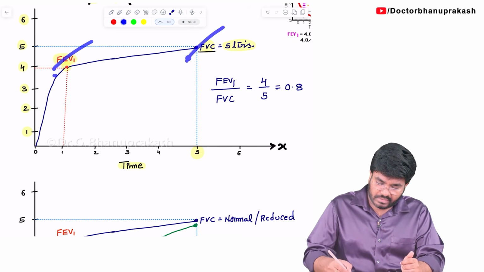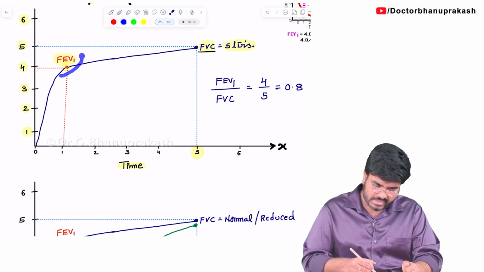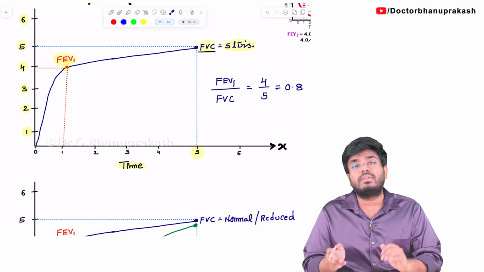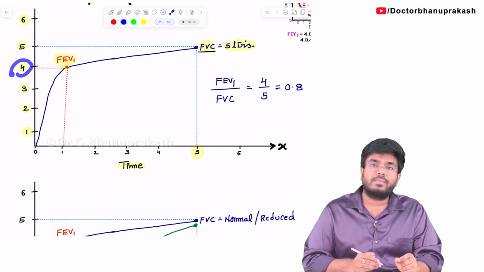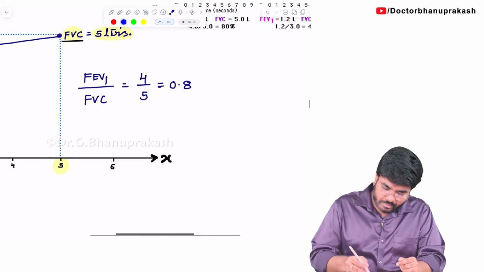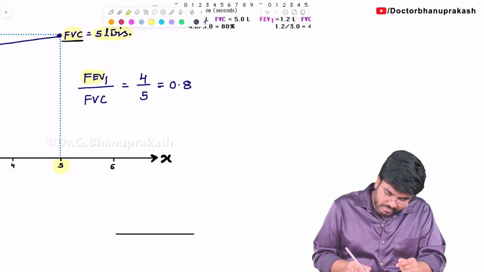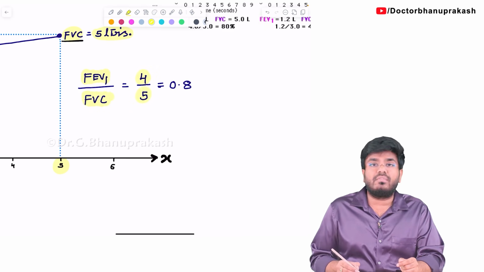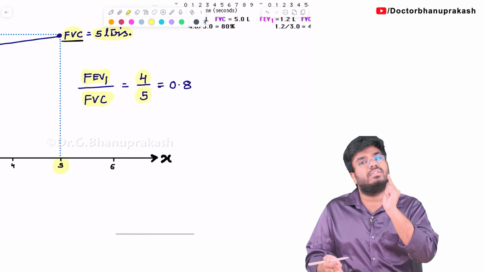So now we are done with the two things. What is FVC? 5 liters. What is FEV1? The forced expiratory volume in the first second, which is 4. So now tell me what is the FEV1 by FVC ratio? It is 4 liters out of 5 liters, that is, out of 5 liters, 4 liters is coming out within 1 second.